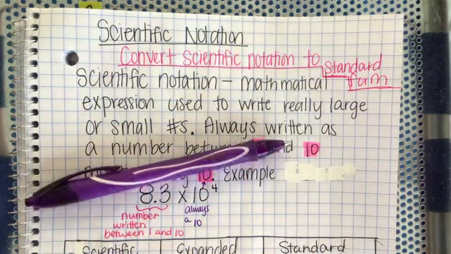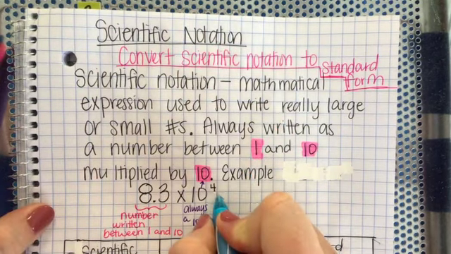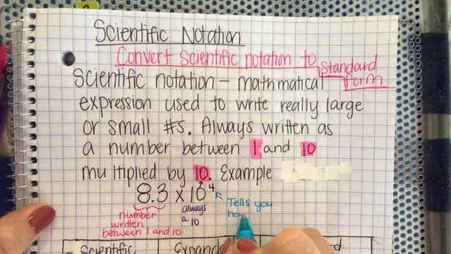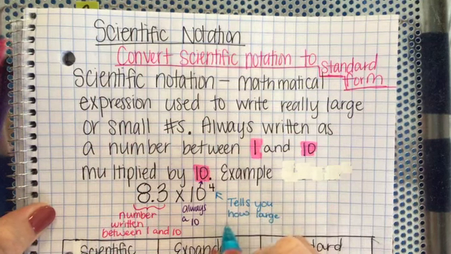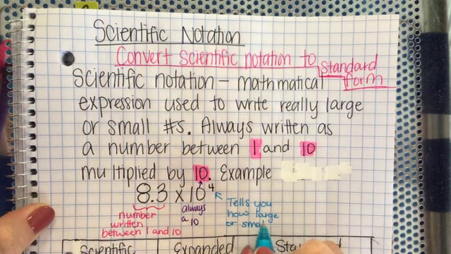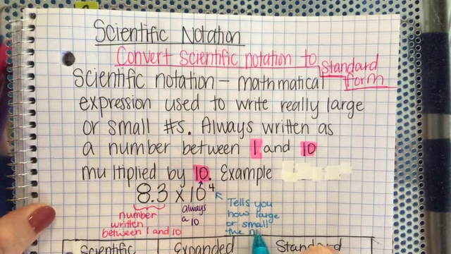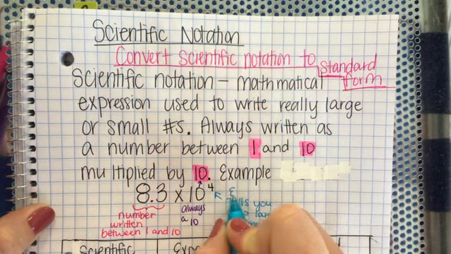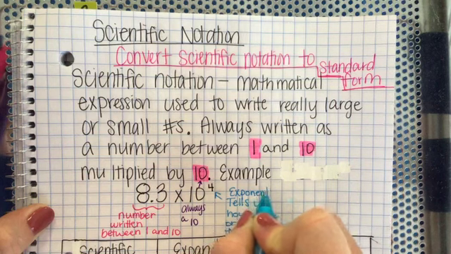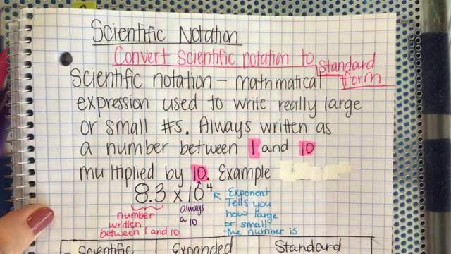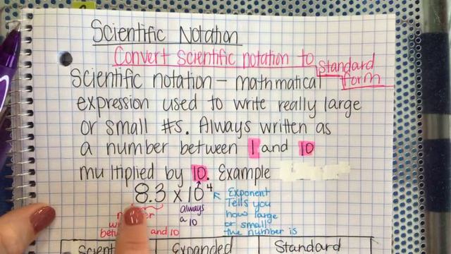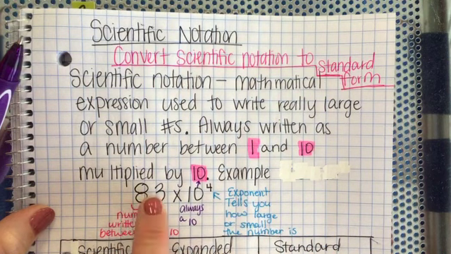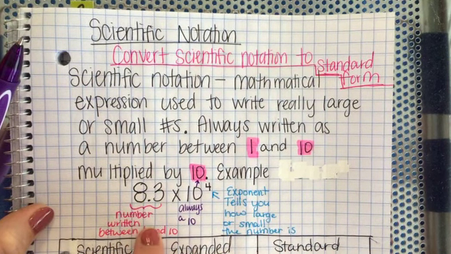And then the 4 tells you how large or small the number is. It's the exponent that tells you. So your number is always going to be between 1 and 10, so it could be 8.3, it could be 1, it could be 1.456. But this number always has to be written between 1 and 10.